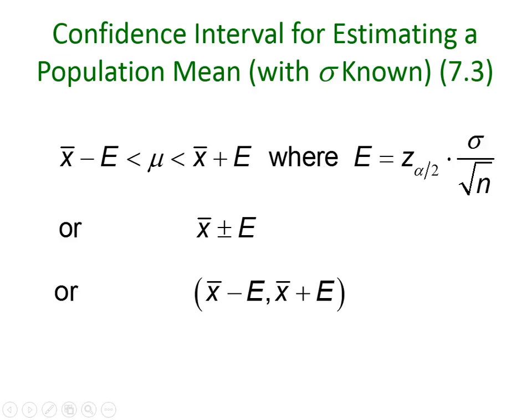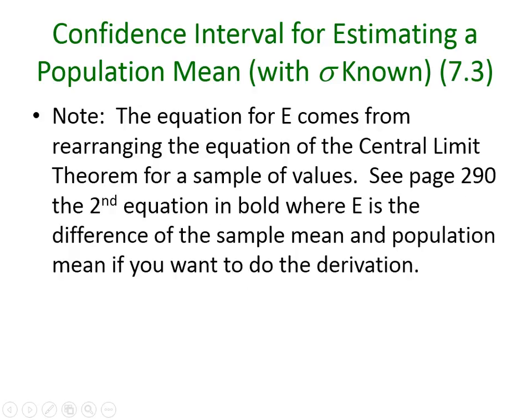Now, if we're trying to figure out that margin of error, this E, being your Z of alpha over 2 times the standard deviation over the square root of n, comes from rearranging the equation of our central limit theorem for a sample of values. Look at where that was coming from on page 290.